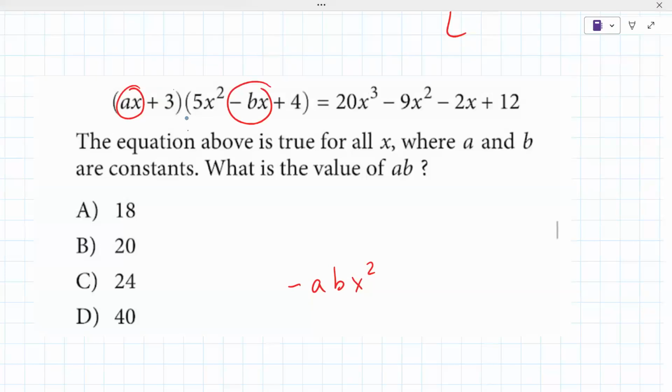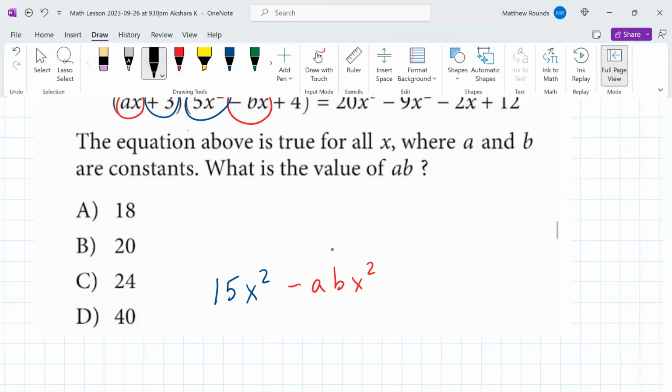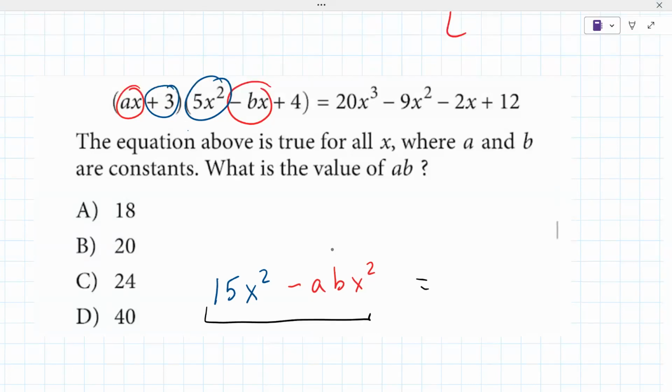So 3 times 5x squared definitely gives you an x squared term. That's 15x squared, like that. Is that okay? How we have come up with that? Like, I'm not going to multiply it all out. That's what they want you to do, but that's not necessary. So now what we're doing is we're setting this equal to minus 9x squared here.